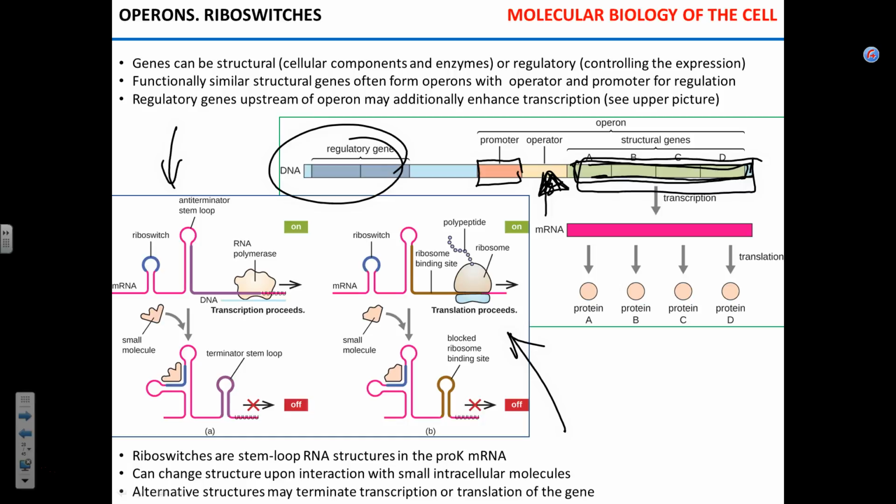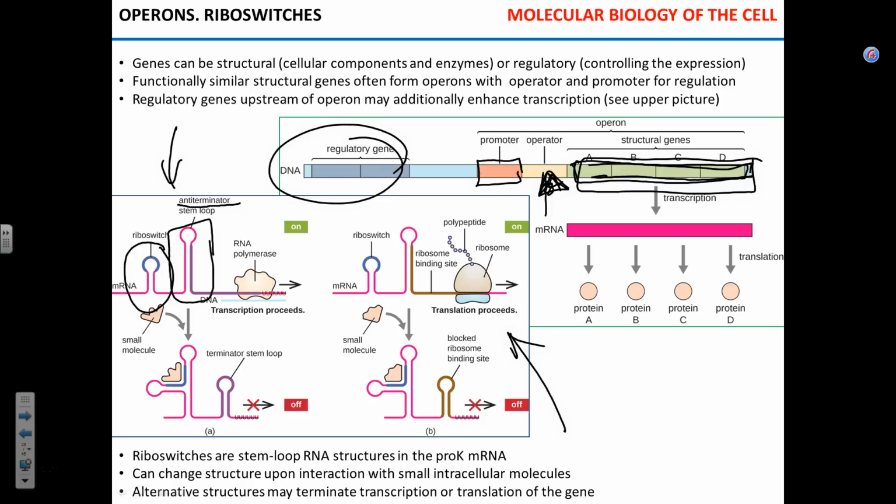So with operons, I'm going to use a couple of examples. With riboswitches, I'm going to just explain generically how they work. So ribo, in which molecule will they exist? Another RNA, yeah, ribonucleic acid. Riboswitches are special structures in the RNA. You can see the riboswitch here. And adjacent to it, you have another structure, the stem loop structure, that is called the anti-terminator.